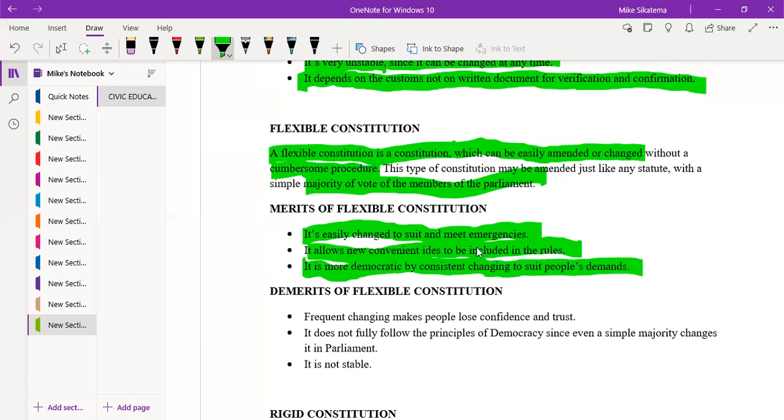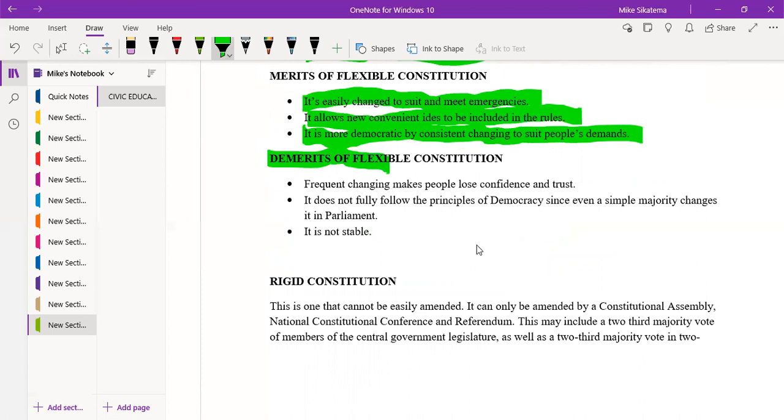It is more democratic by consistent changing to suit people's demands. Like I said, a constitution is like a social contract between the government and the people, and it projects the will of the people. So it's actually a true democratic practice. So there are certain disadvantages or demerits of this flexible constitution.